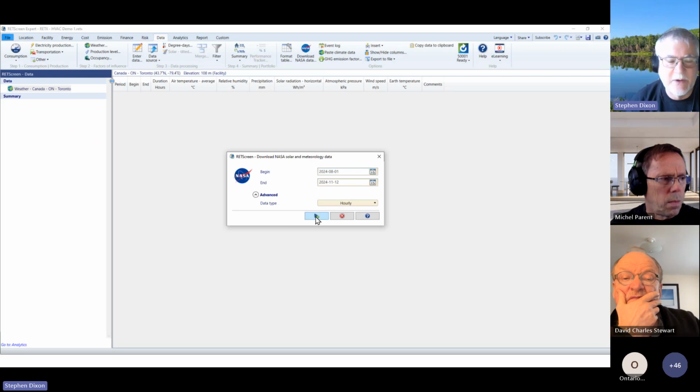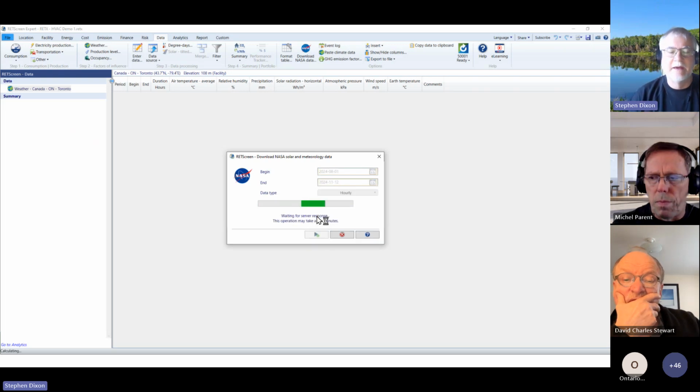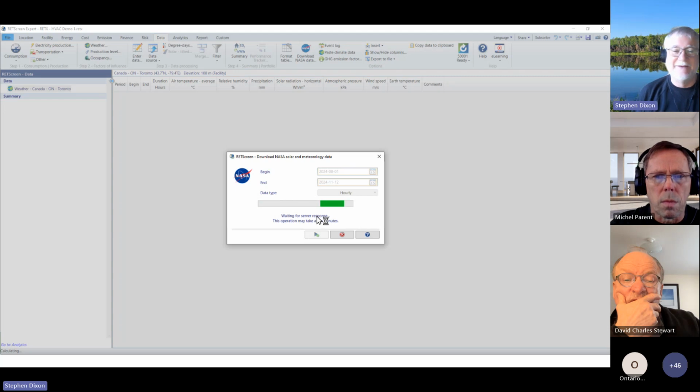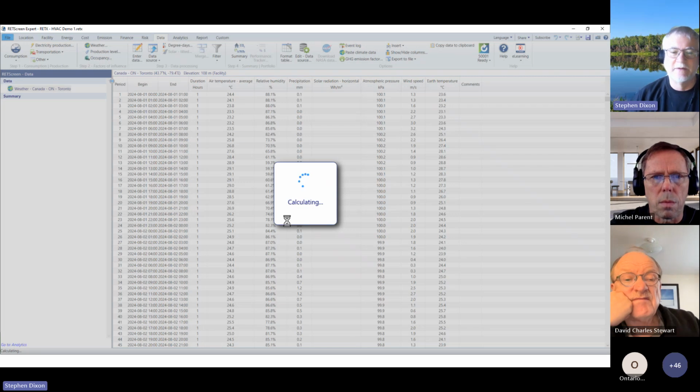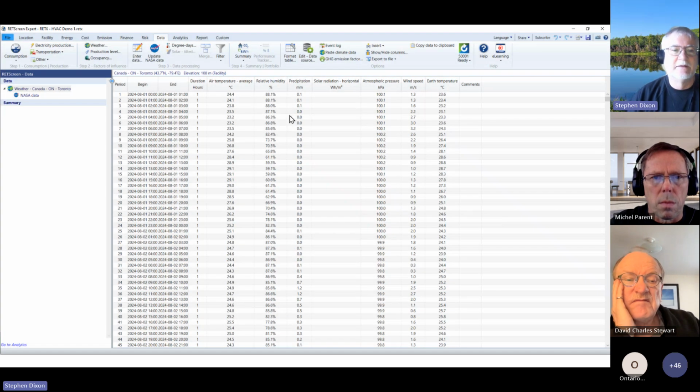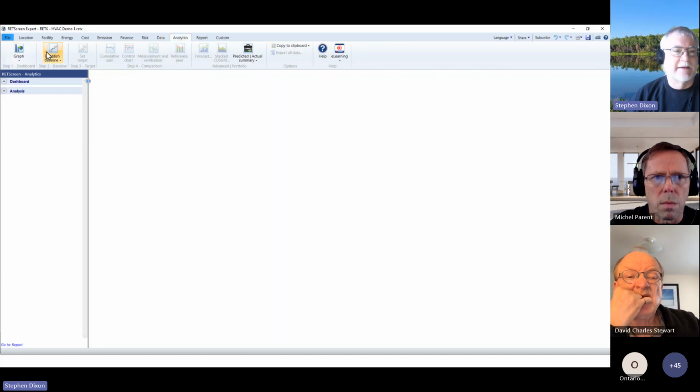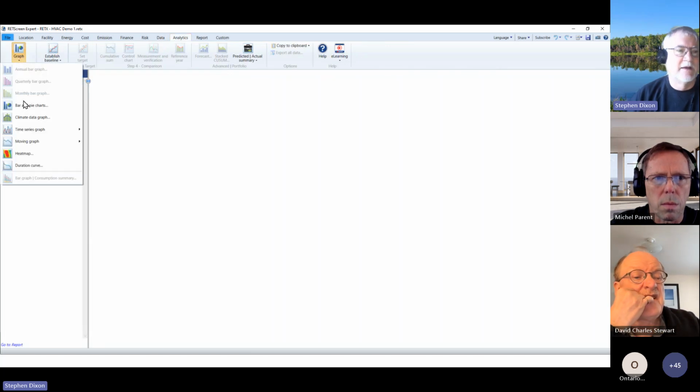So, hourly data, click OK, and now RETScreen will download that hourly data, which honestly I find incredibly valuable. Beyond what we're going to talk about today, I use this in almost every project that I do. So there is our hourly average temperature data, and then from here you have in the analytics section places to do graphs and all that great kind of stuff.